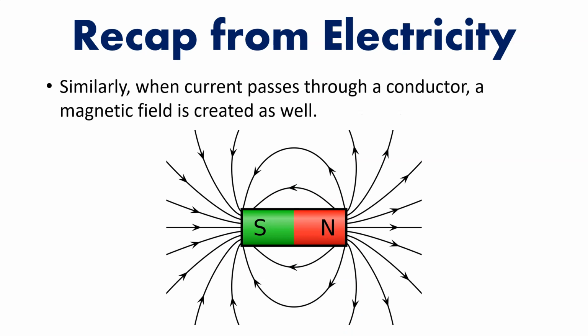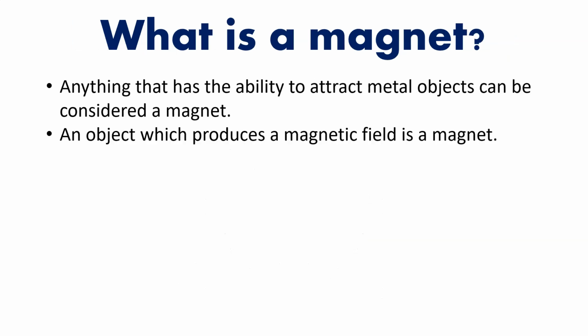From this we can also determine that when current passes through a conductor, a magnetic field is also created. But what is a magnet? What is a magnetic field? We'll be talking about that right now. Anything that has the ability to attract metal objects can be considered a magnet. A more rudimentary definition would be an object which produces a magnetic field can be considered as a magnet.